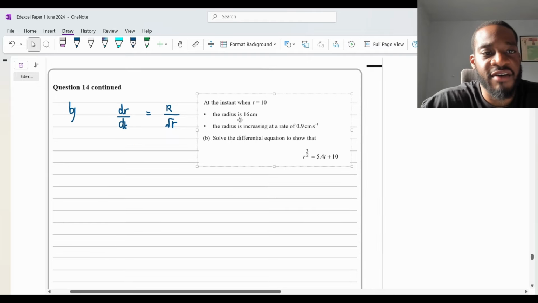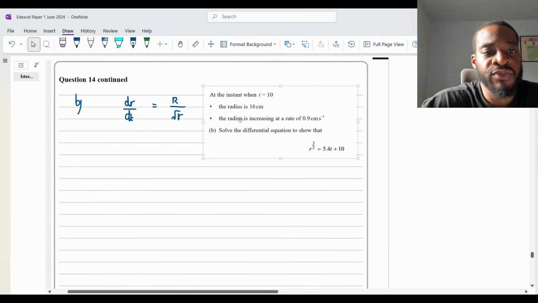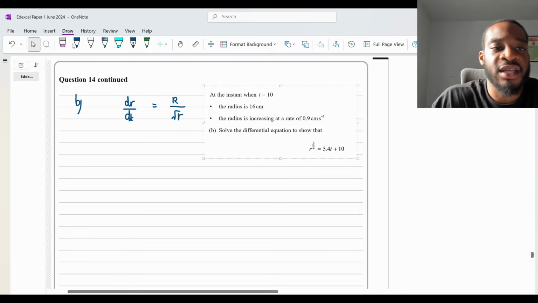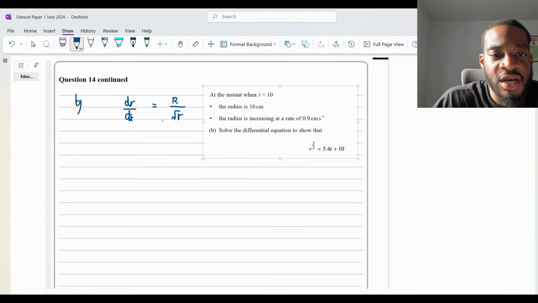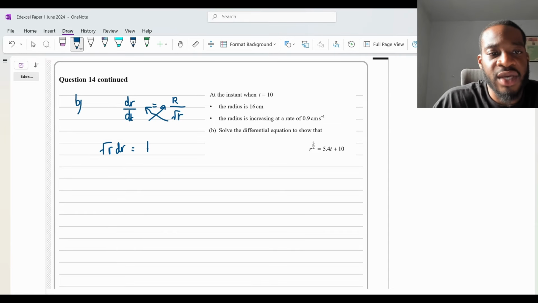We need to separate the variables. That's the first thing we're going to do. So I'm going to bring the r's with the drs and then the dt's with the t's, but there's no t's here, so I'm just going to times with the k, the constant. So if I times both of them like that, cross multiply, then that's going to be root r dr is equal to k dt. And then that there is r to the half, that's dr, and then that is k dt. So we need to integrate both sides.